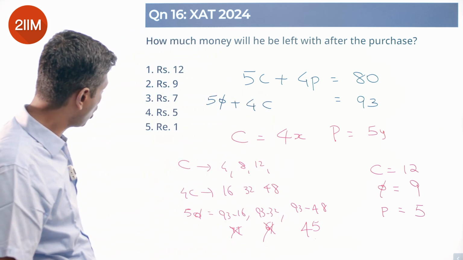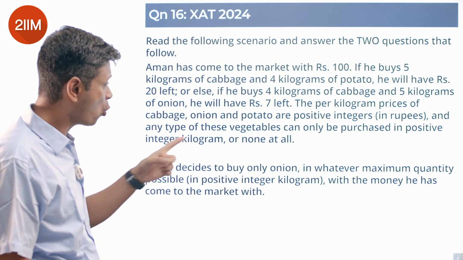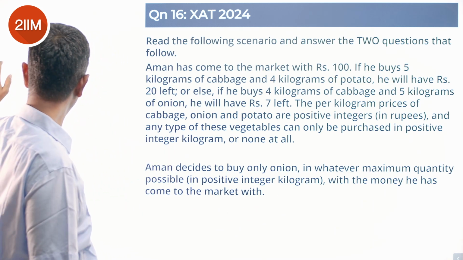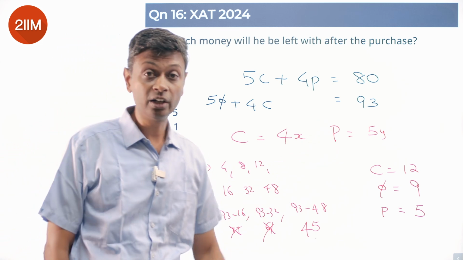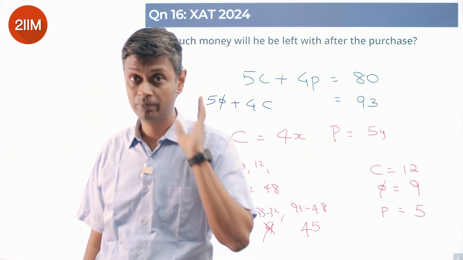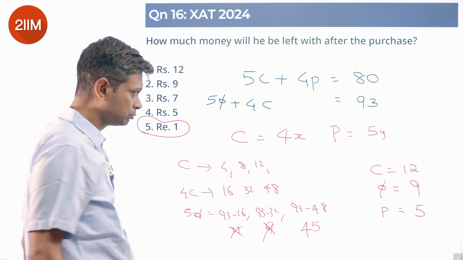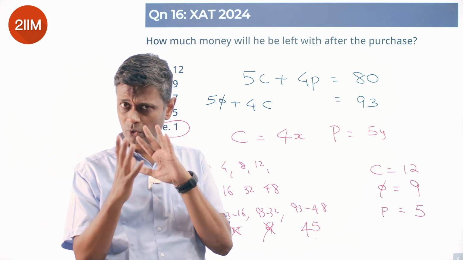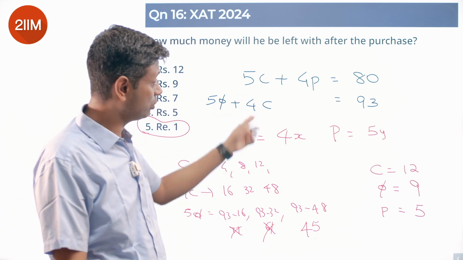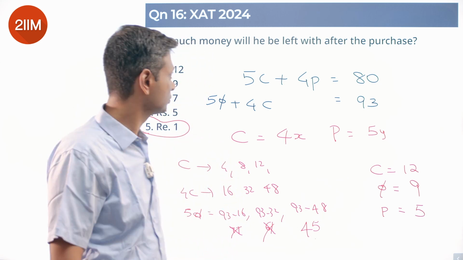Nice. So how much money will he be left with after the purchase? What is he purchasing? He's purchasing only onions, maximum quantity possible. Price of onion is 9, maximum he can buy is 11 kilograms, 99 bucks he'll spend, 1 rupee he'll be left with. That's the answer. Beautiful question, because you have to solve for what are the possibilities. Both of these should be satisfied, only one set of positive integer values work, and then we are through.